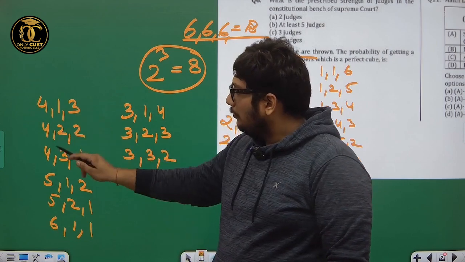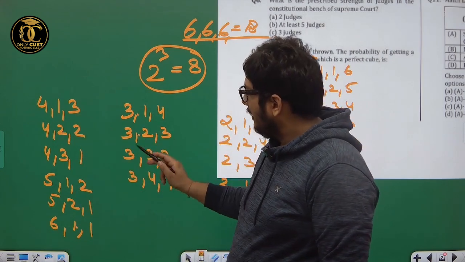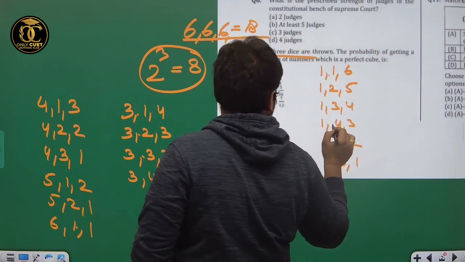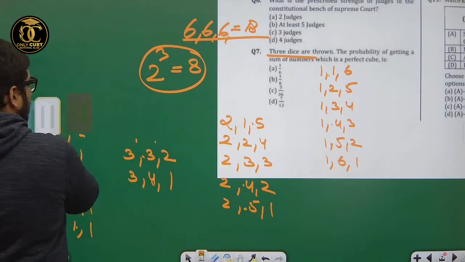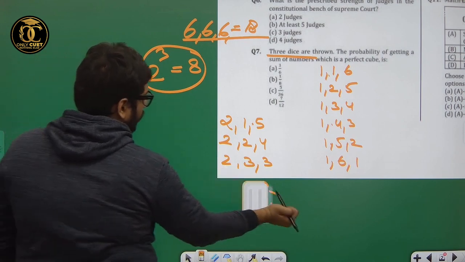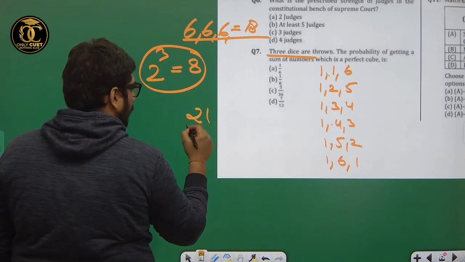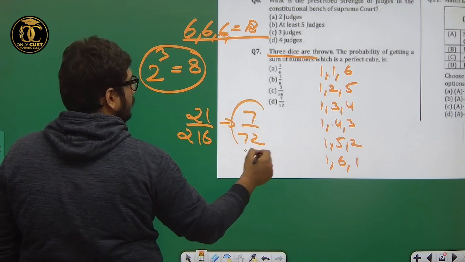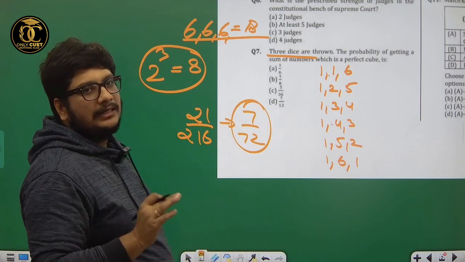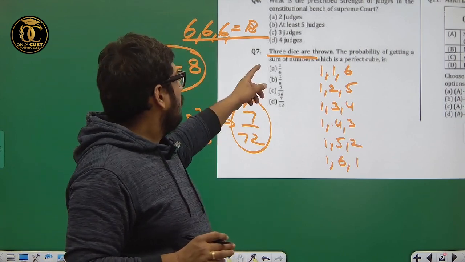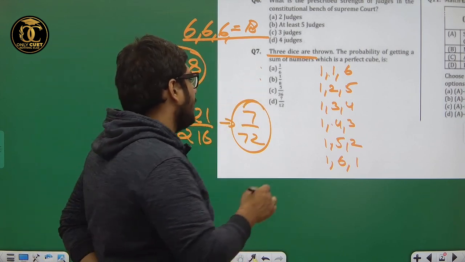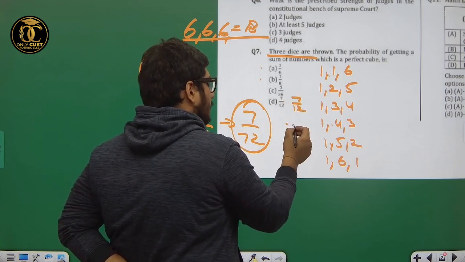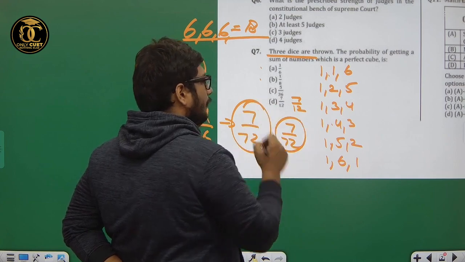So 1, 2, 3, 4, 5, 6, 7, 8, 9, 10, 11, 12, 13, 14, 15, 16, 17, 18, 19, 20, 21. Total 21 outcomes are there which are in my favor. 21 are in favor out of 216. That is 7 upon 72. Now, given your options, none is correct, because 1 by 4, 1 by 8, it has to be actually, this is showing 7 upon 12. I feel this is an incorrect or typing error. It should be 7 upon 72.